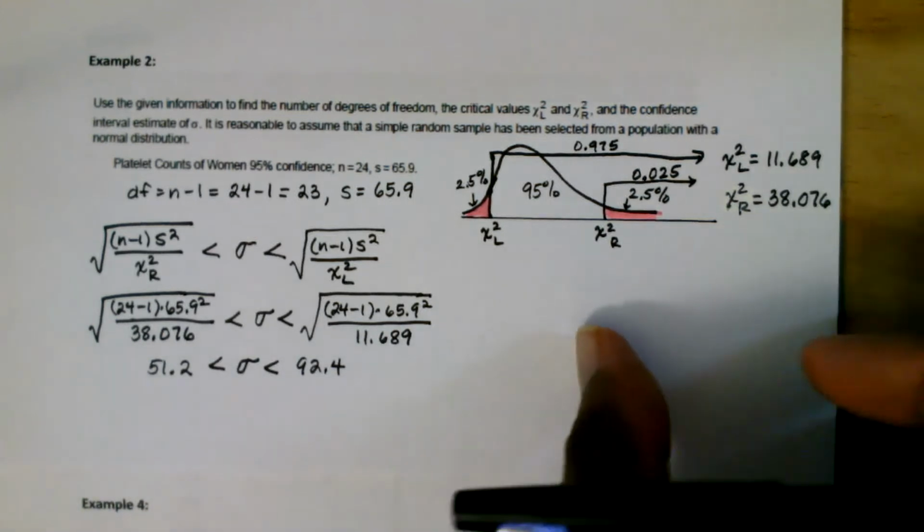Okay. Here's another example. A simple random sample from a population with a normal distribution of 107 body temperatures has the mean 98.90 degrees Fahrenheit, that's X bar, and S equaling 0.66 degrees Fahrenheit. Construct a 98% confidence interval estimate of the standard deviation of body temperatures of all healthy humans.